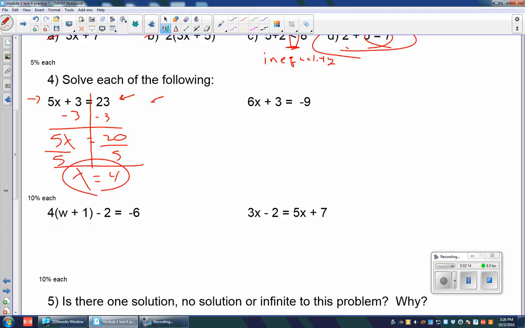We can plug it back in to check. 5 times 4 plus 3, does it equal 23? 20 plus 3, does it equal 23? 23 equals 23. It checks. So the same thing here.